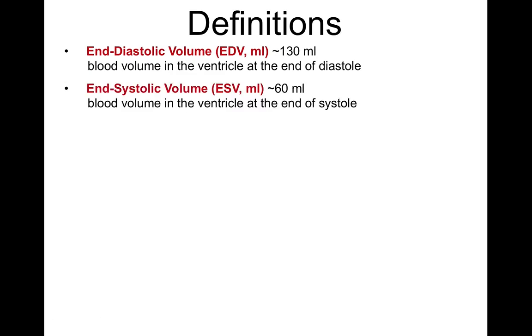Similarly, we have a volume called end systolic volume. In this case, this is the blood volume in the ventricle at the end of systole, so at the end of the heartbeat, the heart contraction. So you may be surprised to see that there's still blood left in the heart, in the ventricle after the heartbeat. And under resting conditions, it can be quite a lot, 60 mils, you can see here.